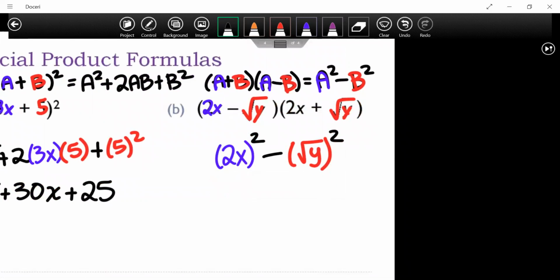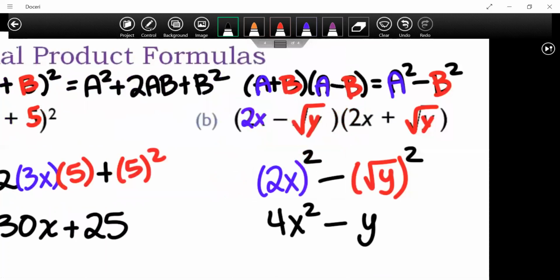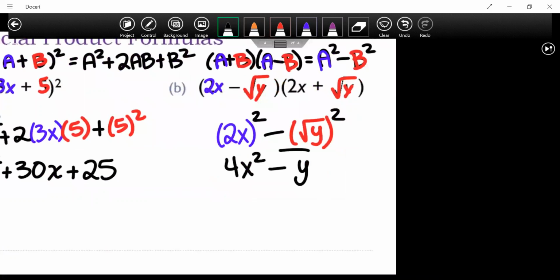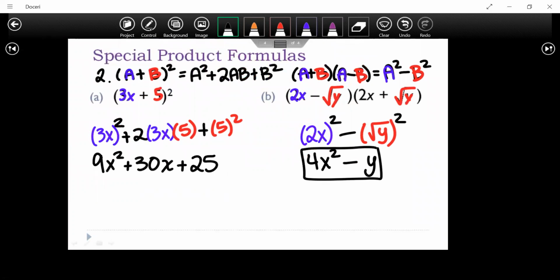Okay, we're going to simplify out. We're going to get 4x squared. And then squaring the square root is just what? Just by itself, right? Just a term by itself. And that's it. So we're going to be able to look at some of these problems today. And if they follow one of these, we're going to be able to use them.